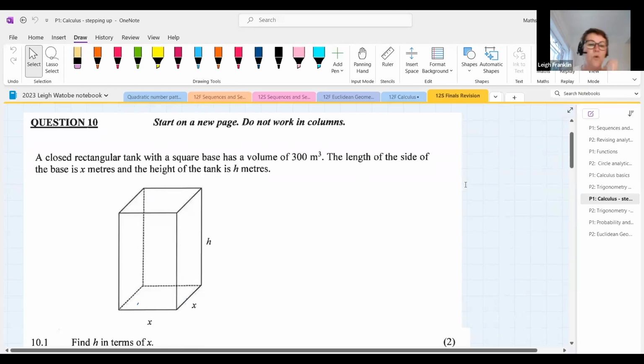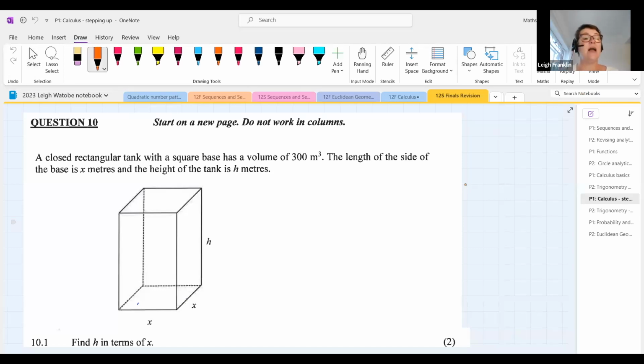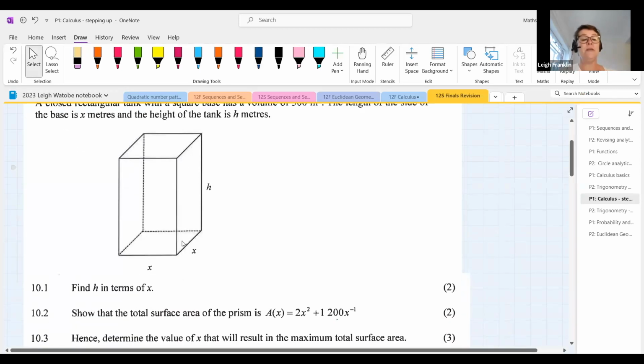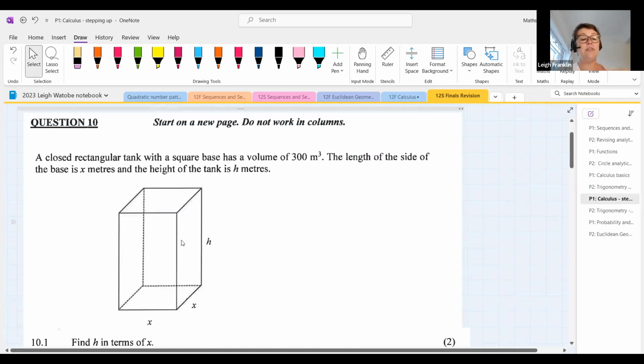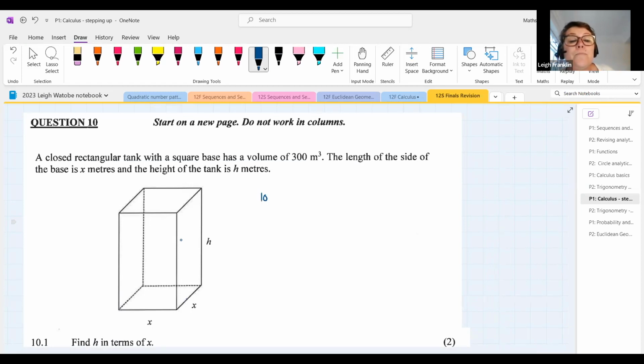The first question gives us a closed rectangular tank with a square base, and it has a volume of 300 cubic meters. They tell us that the length of the side of the base is X meters, and they've told us that the height is H meters. So it's got a square base and it's H meters high. The first thing they want us to do is determine H in terms of X. So in 10.1, we have to determine H in terms of X.